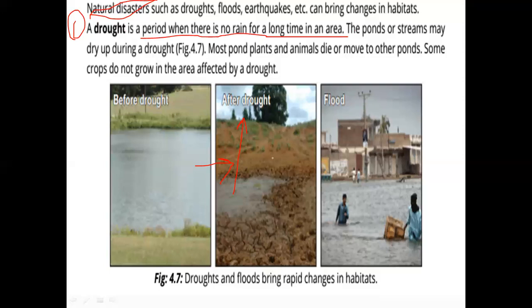So where there is water, there is life. If there is no water or less water, the organisms will definitely move from this area to other places or to other habitats, or they can die. The ponds or streams may dry up due to drought. Most plants and animals die or move to other places, and some crops do not grow in the area affected by drought. For many years, the crops cannot grow over there.